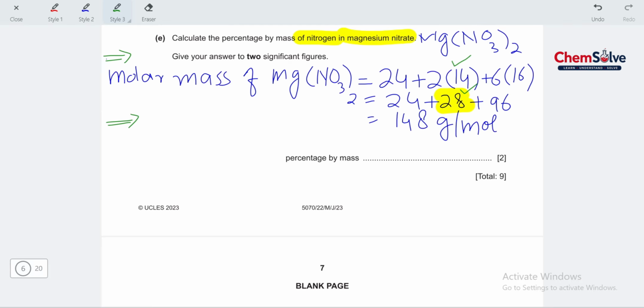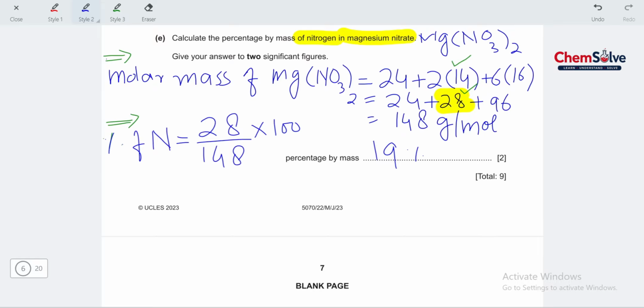Understood? So now the percentage of nitrogen is 28 divided by 148 multiplied by 100. Let me solve it. Answer is 19%. Okay, and we also have to give our answer to two significant figures, and you can see these are the two significant figures.